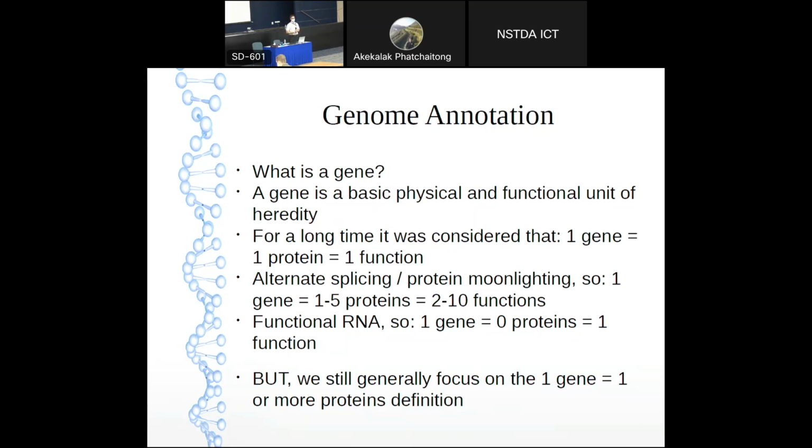And the main reason for this is because proving that RNA is functional is very difficult. It's something that has to be done with a lot of lab work. And so when we're assembling an entire genome, nobody has the time to go and identify all of the functional RNAs within it.